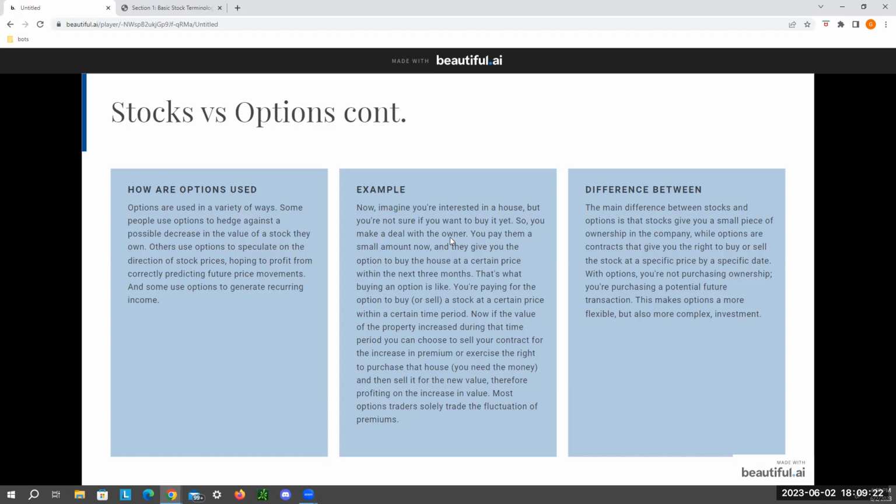All right, perfect. The main difference between stocks and options is that stocks give you a small piece of ownership in the company, while option contracts give you the right to buy or sell the stock at a specific price by a specific date. The specific price is the strike price. The specific date is the expiration date. Remember that. With options, you're not purchasing ownership. You're purchasing a potential future transaction. And most of the time, people are just solely trading the premiums, and they're not ever exercising the contracts.